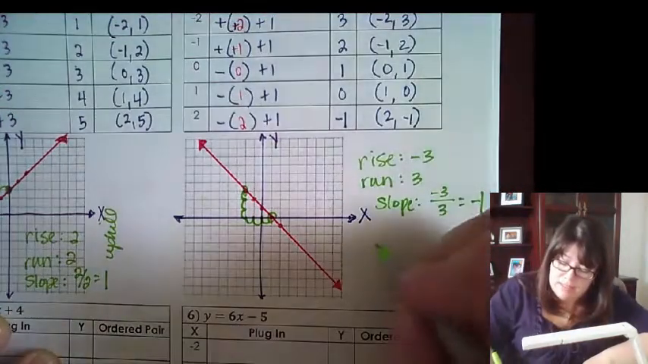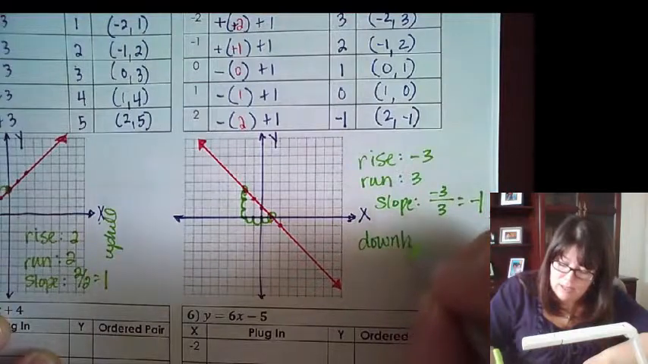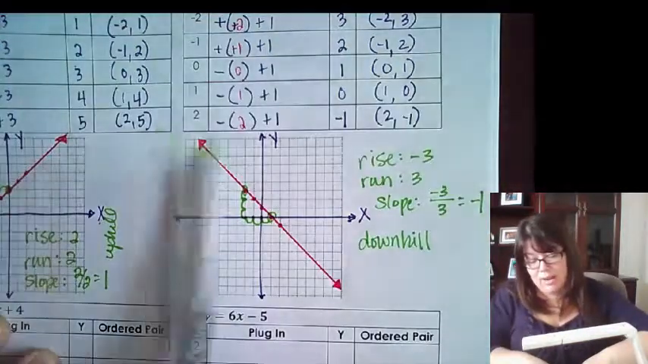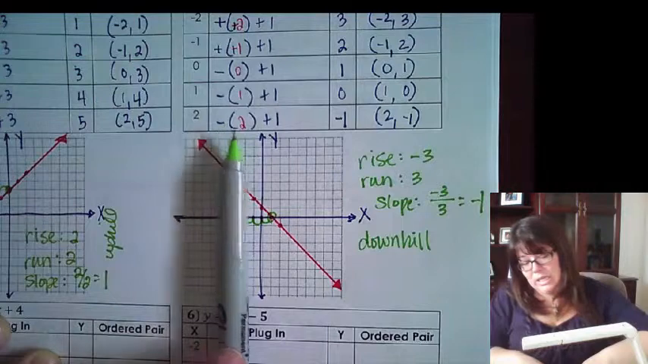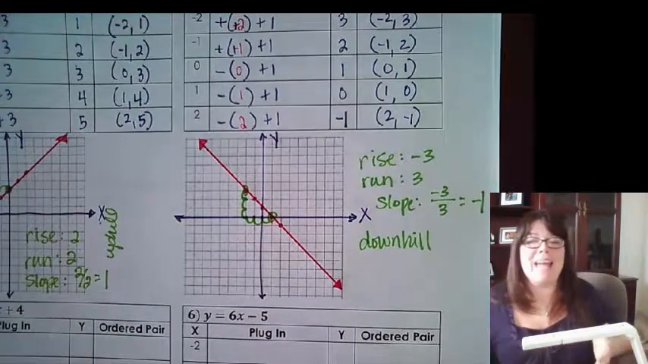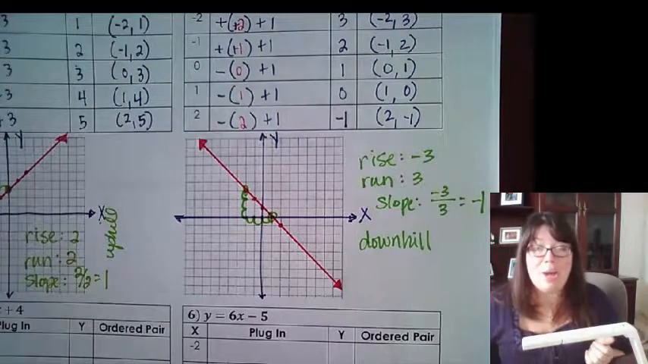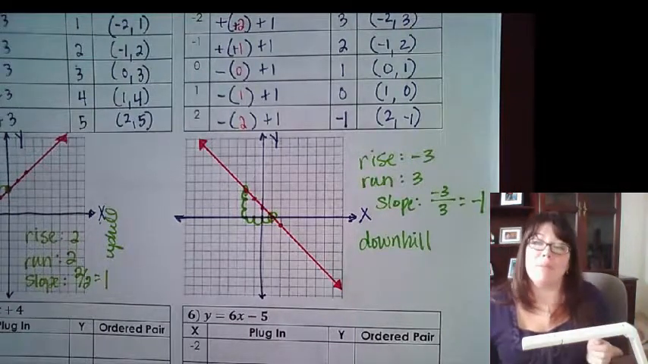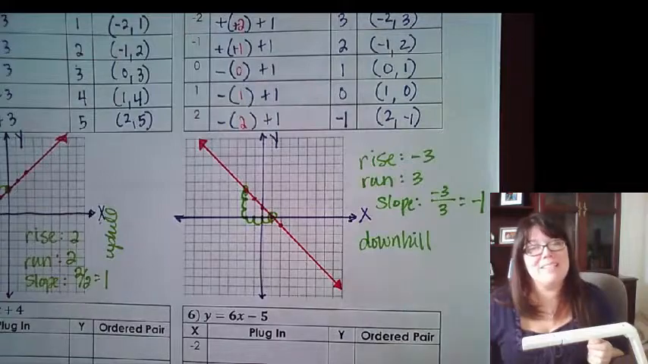Negative means this is downhill. And if I go from left to right, if this was a ski slope, whee, I sure would be going downhill pretty fast. Hopefully you're getting the hang of graphing lines using a table. Go ahead and finish up numbers 5 and 6 before you come to class tomorrow, where we'll jump into this in a little bit more detail.